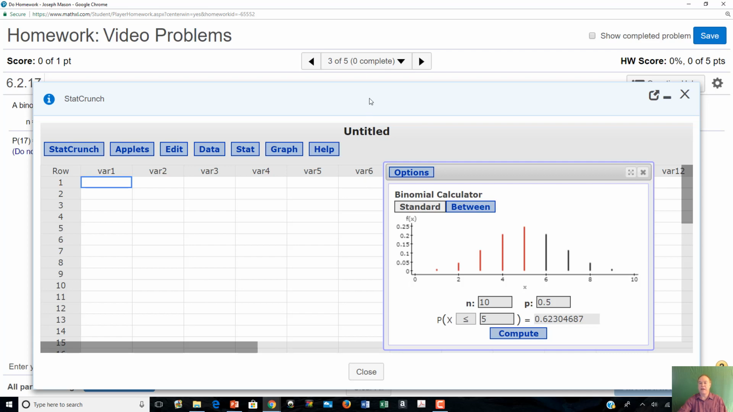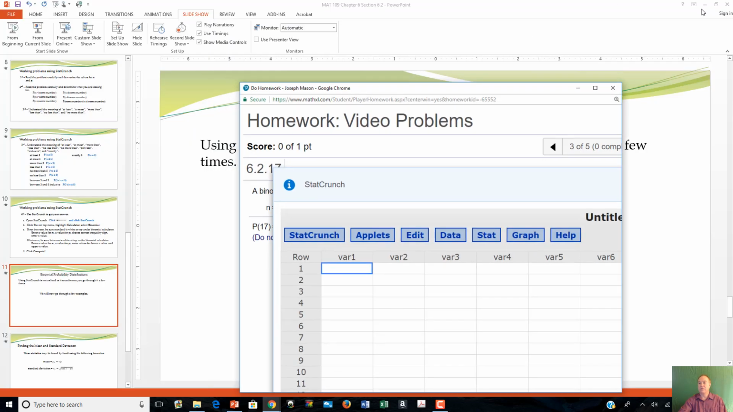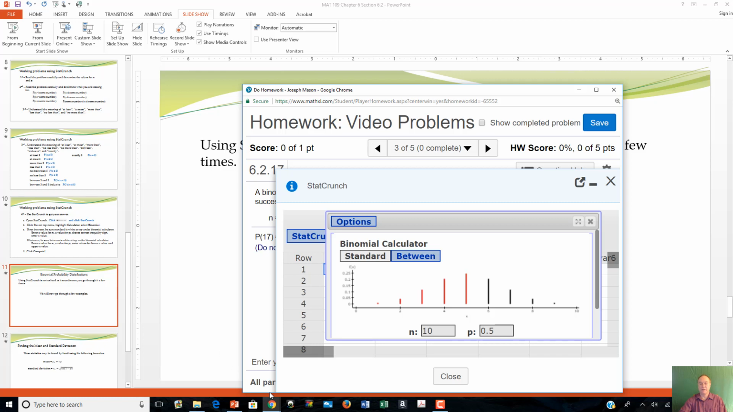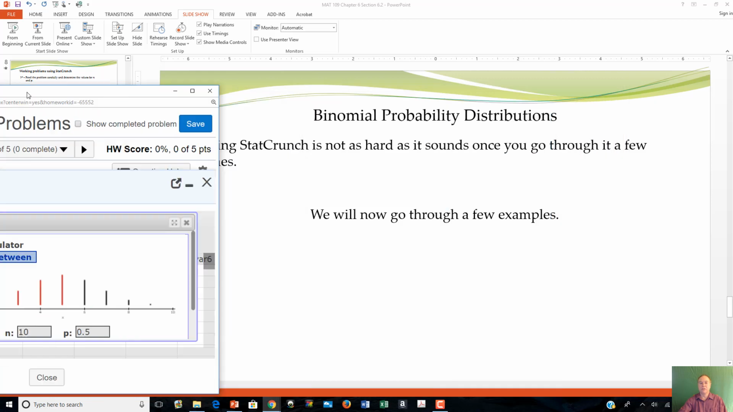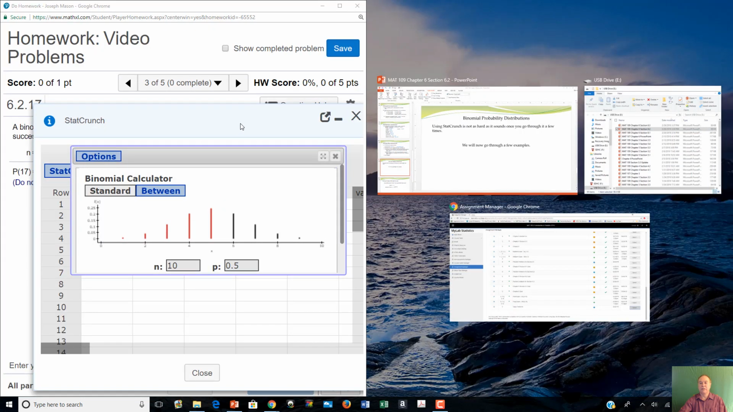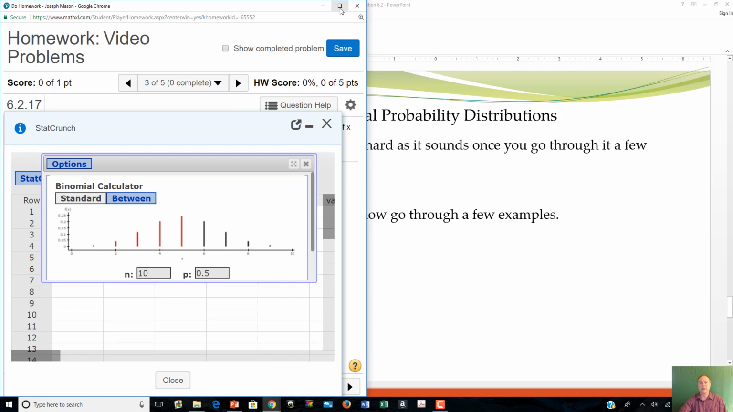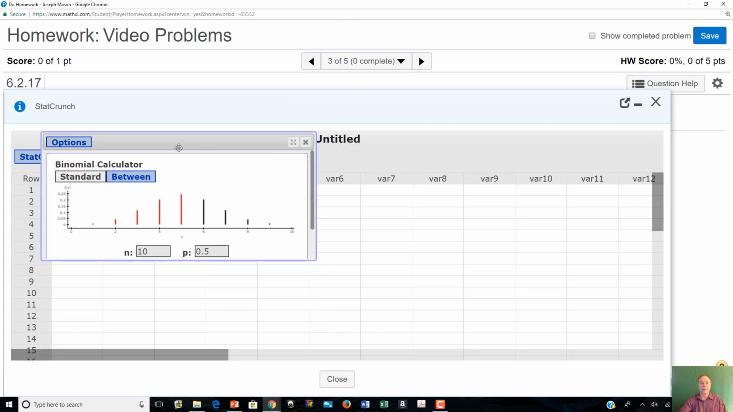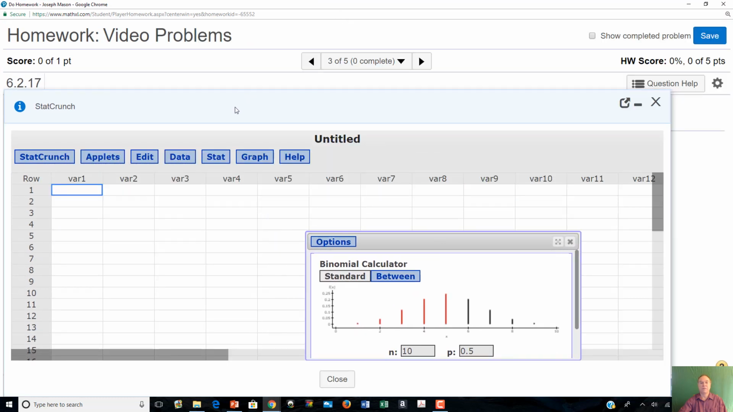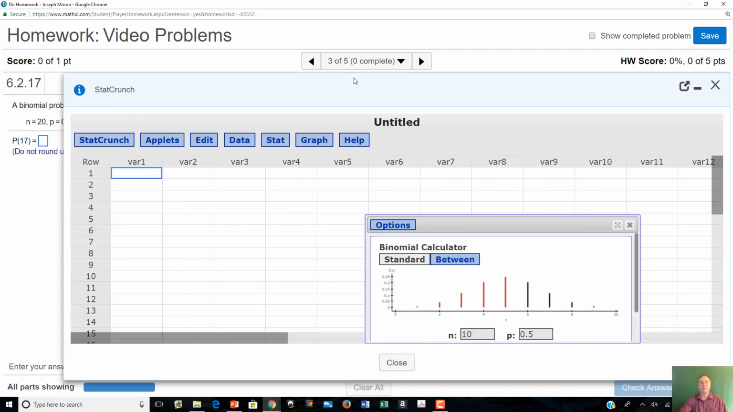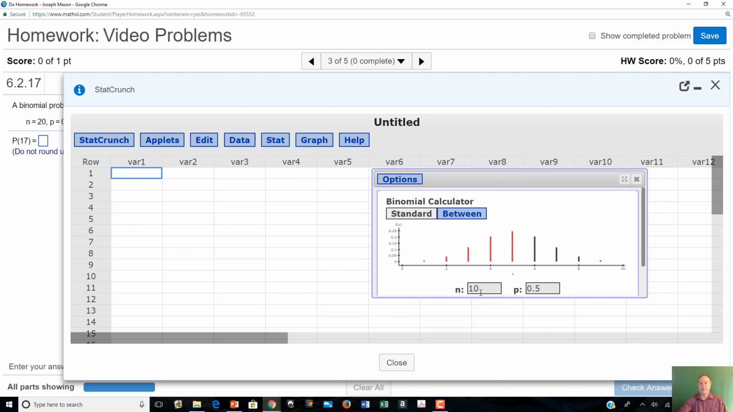Now, let me put these side by side again. So if I shrink this one down and snap it to the right. Once we open this up, we get this possibility.